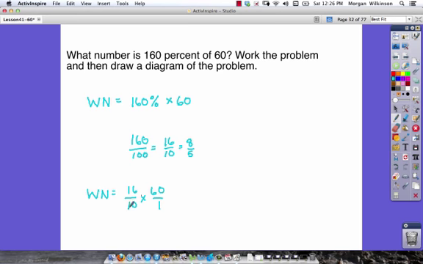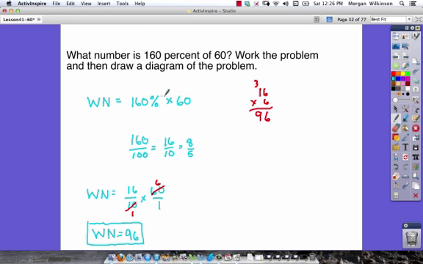The reason why it's easier to use 10 here is because we know straight away that 10 is going to go into 60 6 times. We can simplify before we multiply. This is going to become a 6. This is going to become a 1. So we now have 16 times 6. 6 times 6 is 36. Let's carry the 3. 6 times 1 is 6, plus 3 more is 9. We get 96. So Wn is equal to 96. So 96 is 160% of 60.